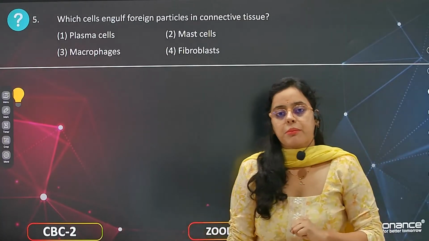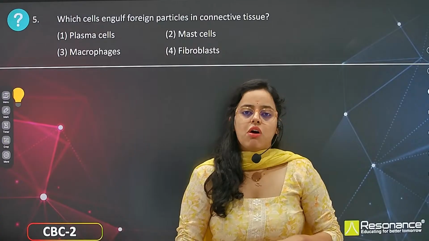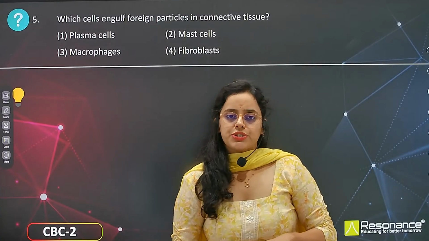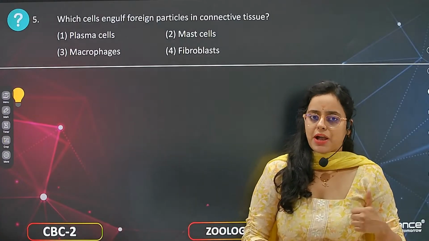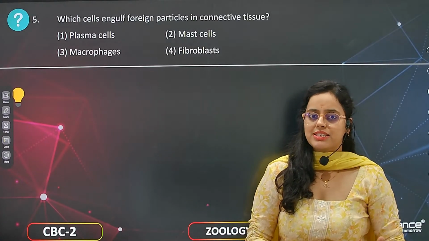Now, which cell engulfs foreign particles in connective tissue? Again, a very interesting, important question. Macrophages, plasma cells, mast cells, and fibroblasts.